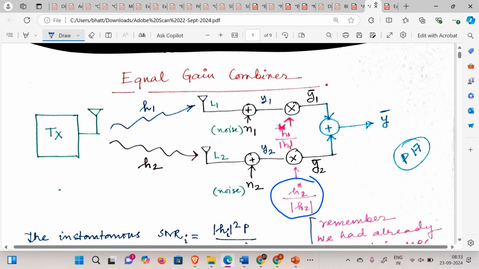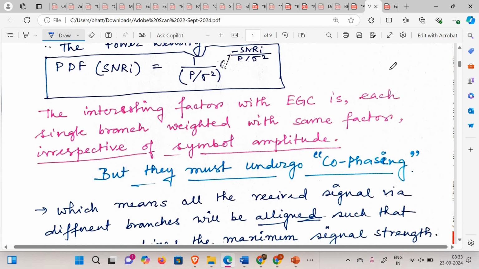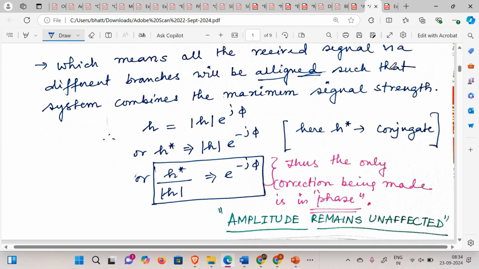So what is the advantage of this? Because it is almost similar to the structure of an MRC. The advantage of it is given somewhere down over here. The interesting factor with EGC is that each single branch is weighted with the same factor irrespective of the symbol amplitude. This is a very, very important element to it. Which means that, I think I have already established to you that H is nothing but an amplitude and a phase. I told you long back when we were discussing what H is. H was given by A e to the power j phi. So the same thing I am writing over here.